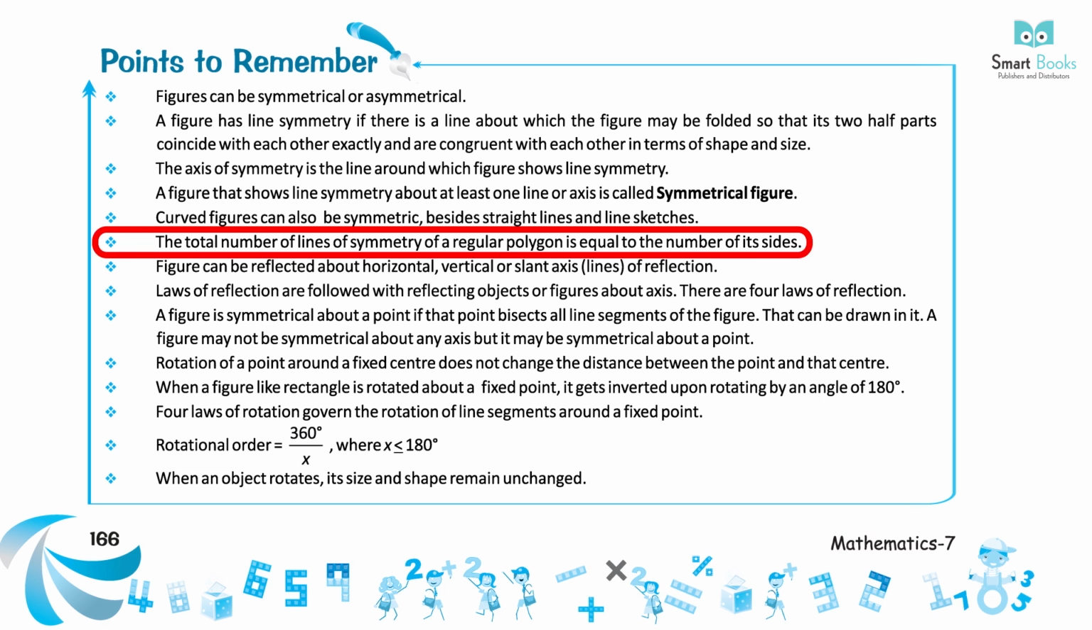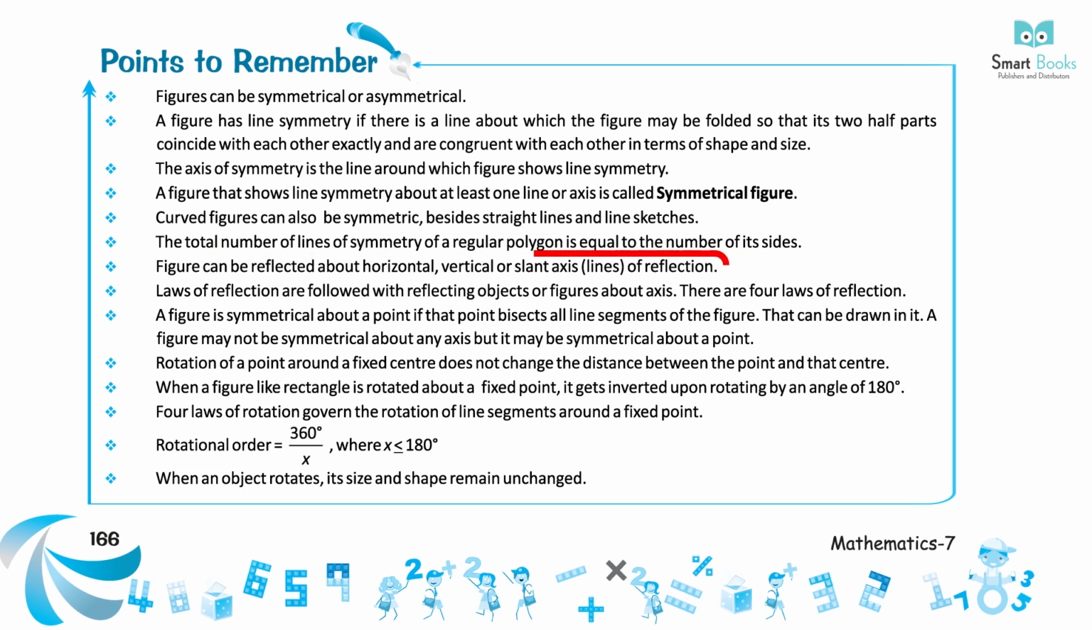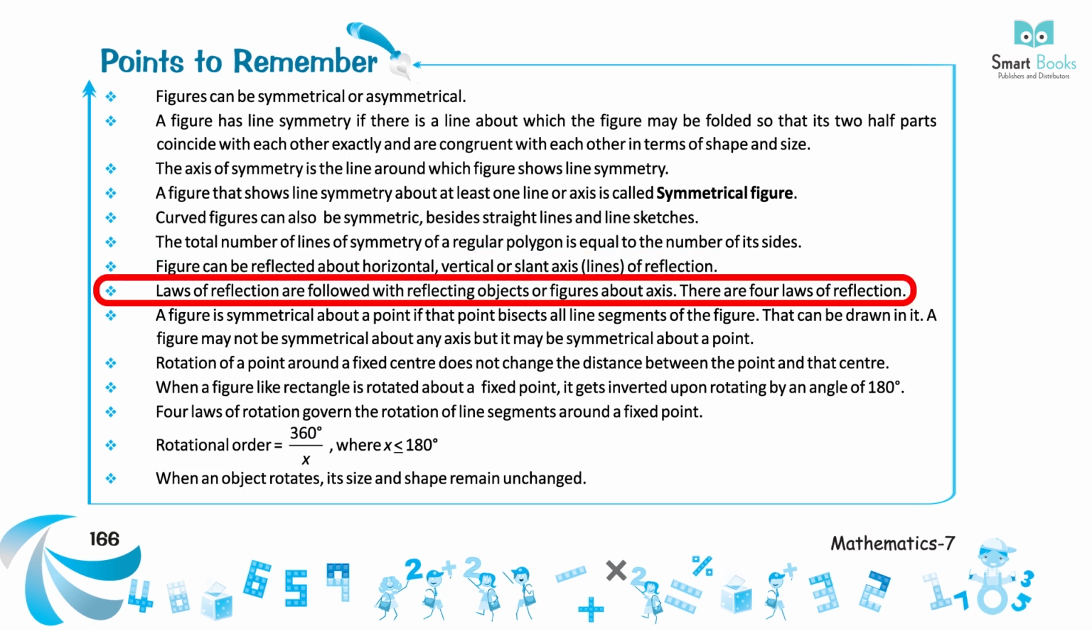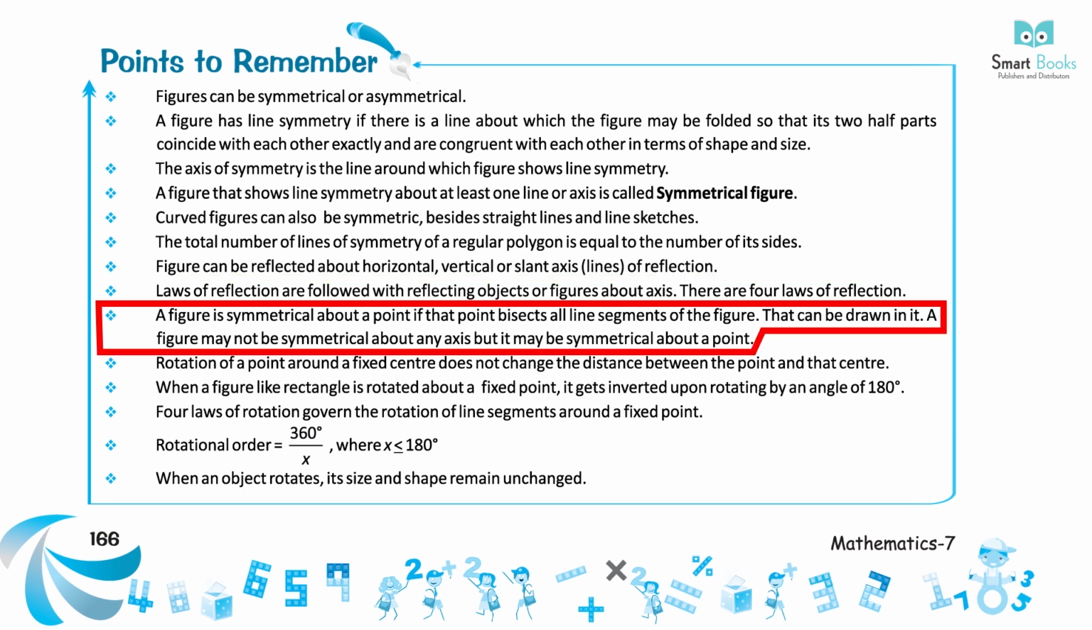The total number of lines of symmetry of a regular polygon is equal to the number of its sides. A figure can be reflected about horizontal, vertical or slant axis lines of reflection. Laws of reflection are followed when reflecting objects or figures about an axis. There are 4 laws of reflection. A figure is symmetrical about a point if that point bisects all line segments of the figure that can be drawn in it. A figure may not be symmetrical about any axis, but it may be symmetrical about a point.